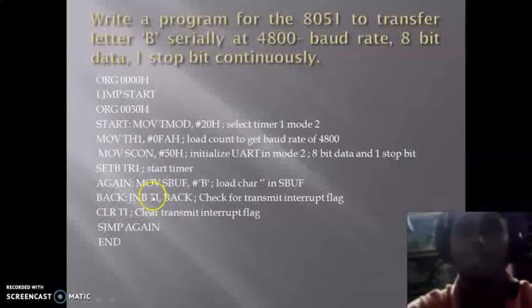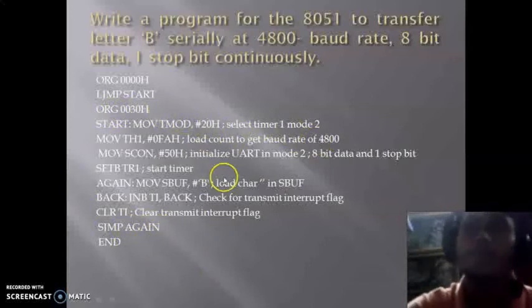When it is 1, it will clear T1 and jump again, and again the data B that is stored into the SBUF will be sent. By storing 0FAH to TH1, the 4800 baud rate is maintained.